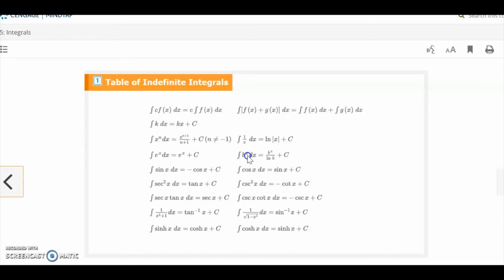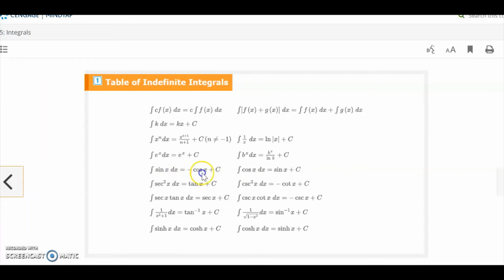This one's a little less common, but still good to know. So we have b to the x, and I think you probably proved this last semester when you were doing derivatives. There's a proof for this. I'm not going to go through it, but the integral of b to the x is going to be b to the x over ln of b plus c.